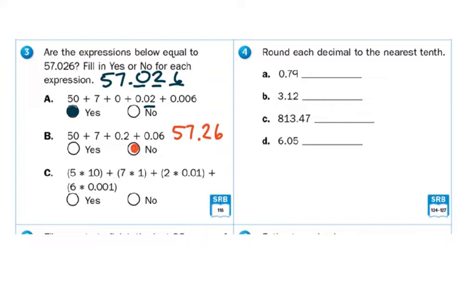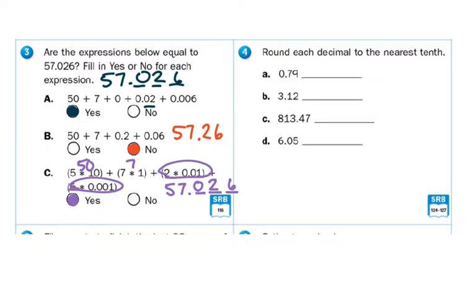Nope, doesn't work. 5 times 10 is 50, plus 7 times 1 is 7. So that'd be 57. 2 in the hundredths place and 6 in the thousandths. This one works as well.